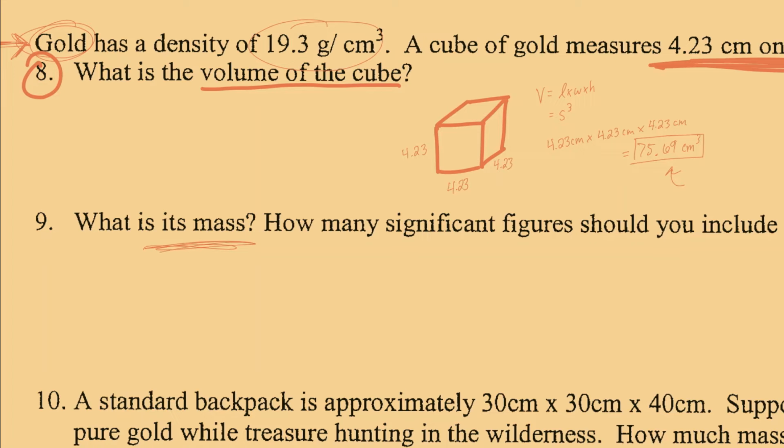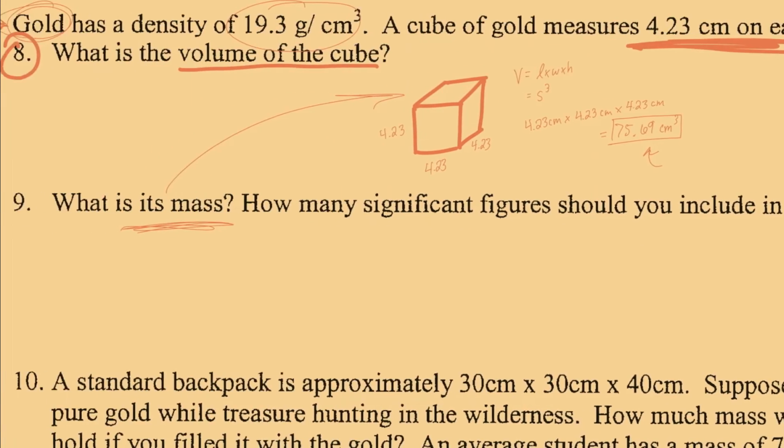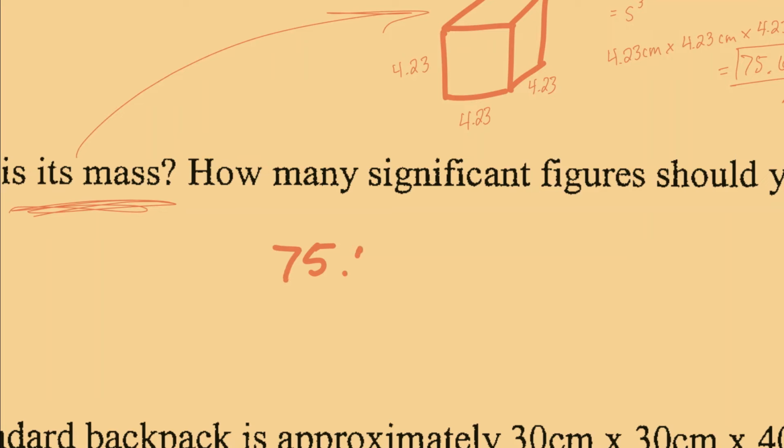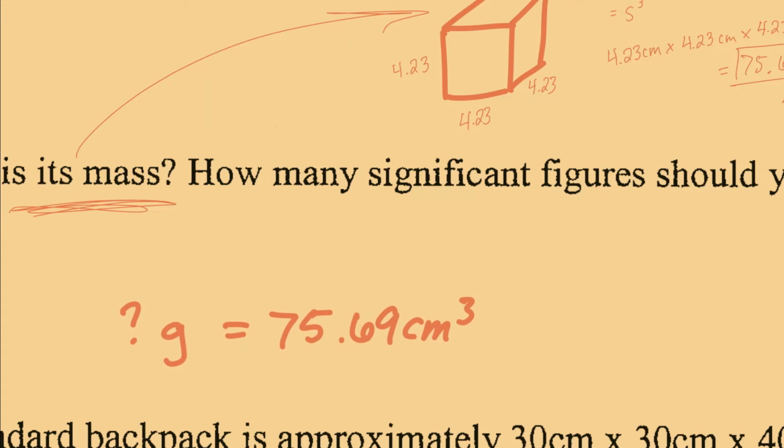Now it's asking us what is the mass of this cube, right? Well, we know the volume of this cube. We know that it has 75.69 cubic centimeters. We want to know the number of grams that goes with 75.69 cubic centimeters. Well, what do we know about gold? We know its density, right? We know that the density of gold is 19.3 grams for every 1 cubic centimeter. Again, just to point this out, I lined up my G with my G and my cubic centimeter with my cubic centimeter.